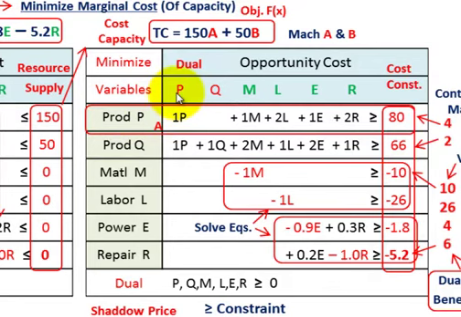Again, the computer will do it automatically in your software package, but just so we understand it, make sure your column coefficients are laid out as such: P, Q, M, L, E and R, the way I have them set up here at least.